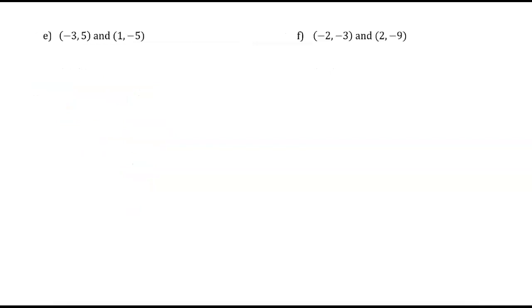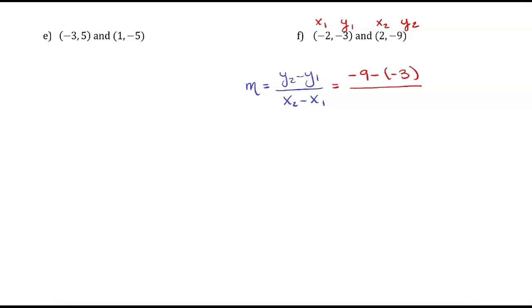Let's skip to F. We will follow the same process here. This time we have x1 as -2 and y1 as -3. We have x2 as +2 and y2 as -9. Let's substitute those into our slope formula. Substituting, we have y2 is -9, y1 is -3. x2 is +2, and x1 is -2.